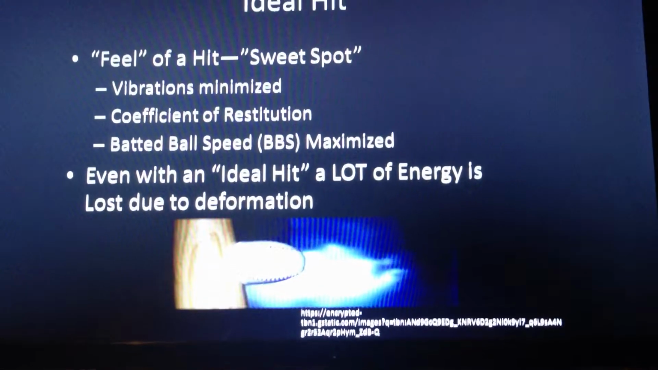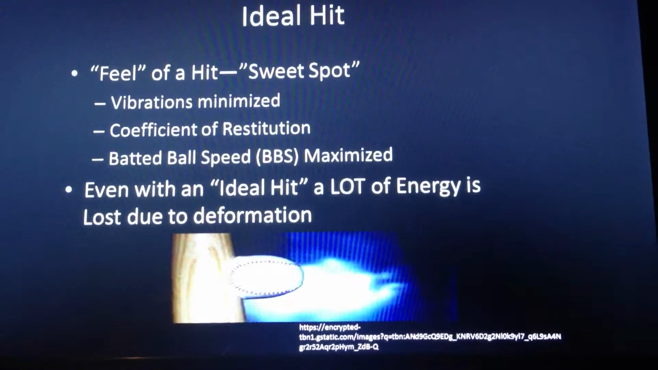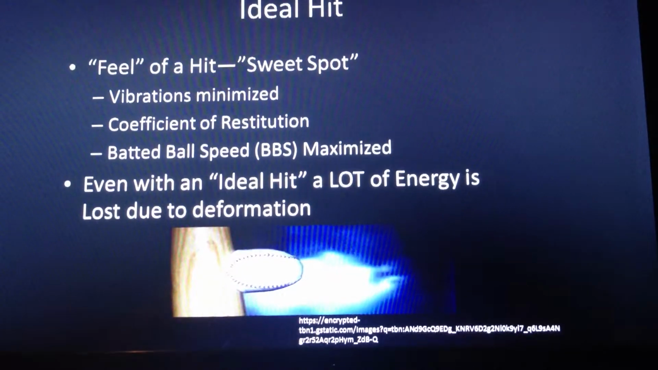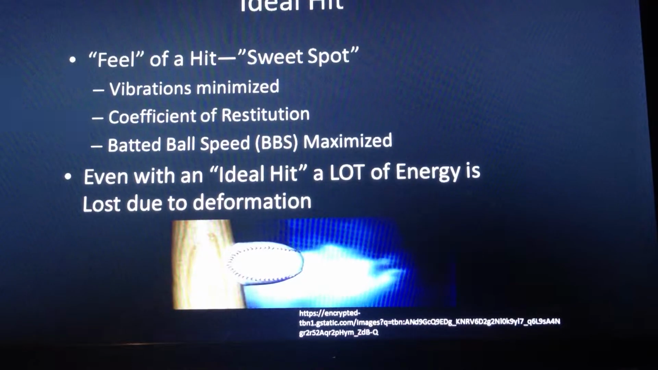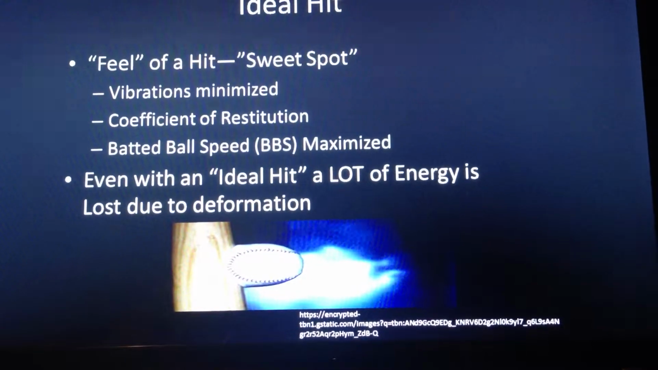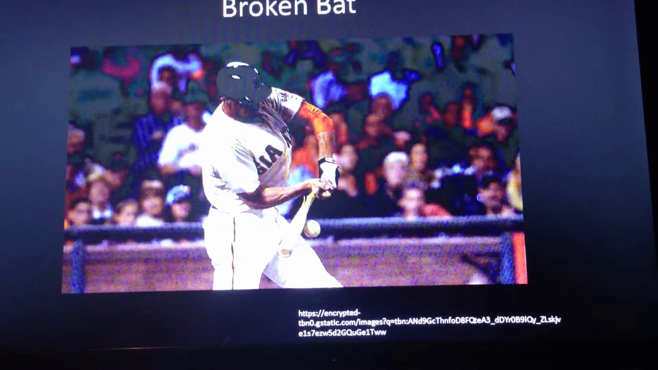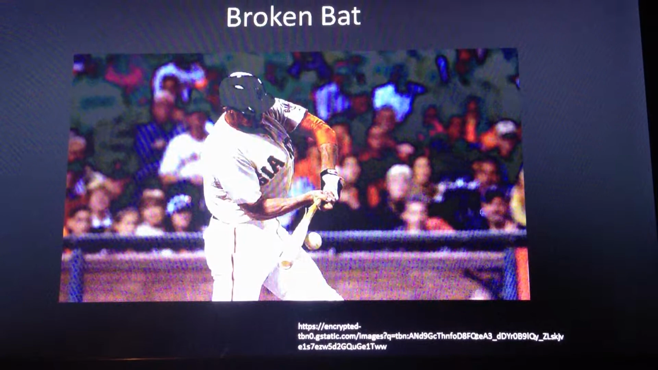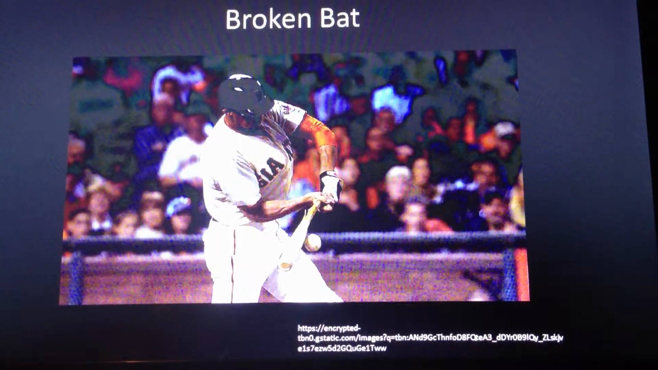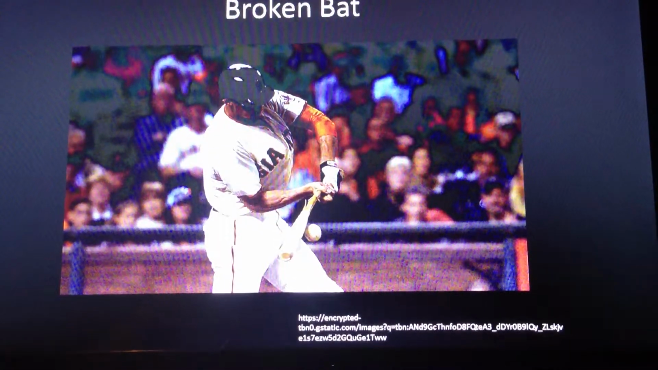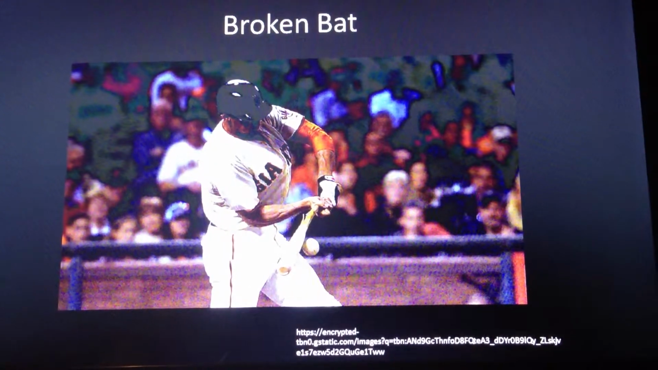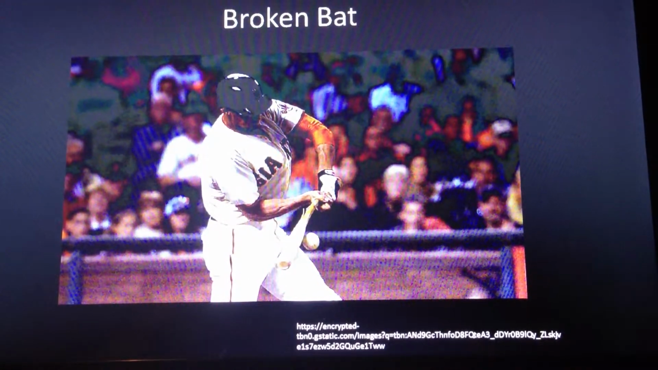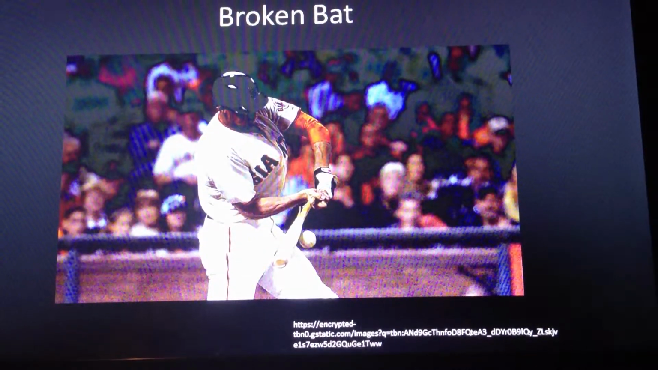But it's important to know that even with an ideal hit, there's a lot of energy that's lost due to deformation, as you can see from that picture where the ball is greatly deformed upon impact. A lot of energy is lost. In a not so ideal hit, when the ball hits the bat too close to the location of the hands, that results in a broken bat. Obviously that would not occur with a metal bat, but in the major leagues, when velocity and swing speed are very high, this can happen quite often with wooden bats.